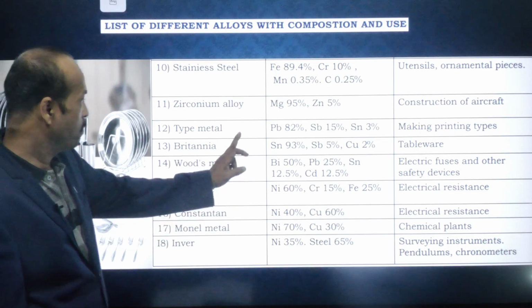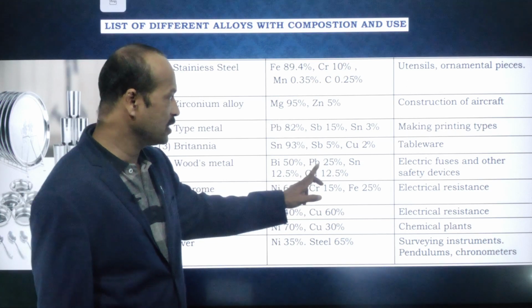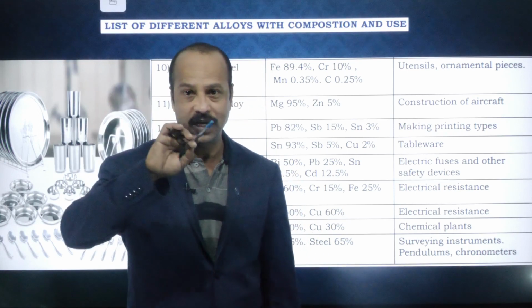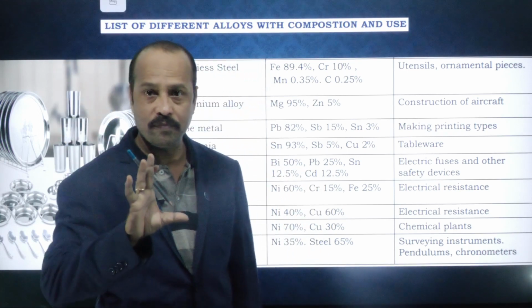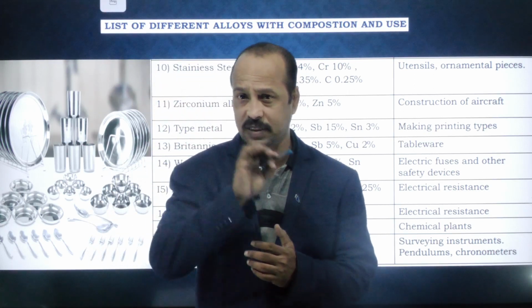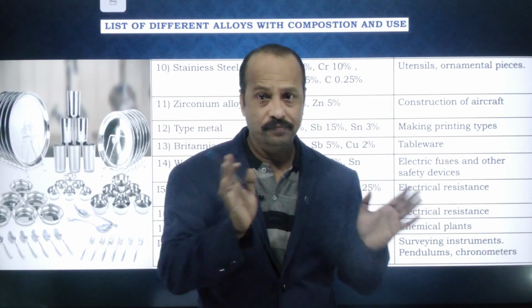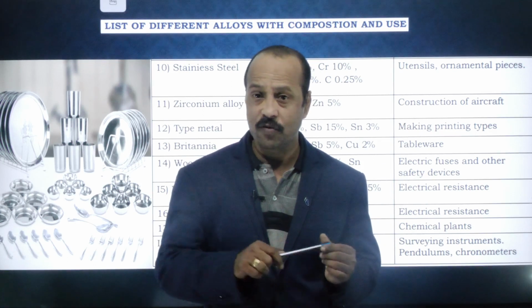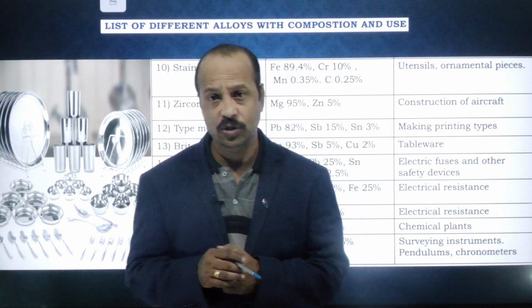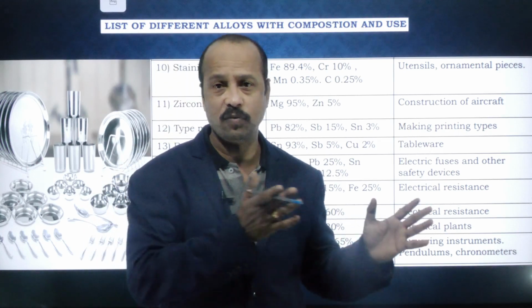Wood metal: bismuth, Pb means lead, tin, cadmium. All these metals are used for what purpose? Electric fuses and other safety devices. You know the electric fuses. For every house or shop or industry, we have one electrical fuse. What does it do? It protects the electrical apparatus from high voltage. Sometimes high voltage may come. So during the fluctuation of electric current, if a high voltage comes, then what happens?